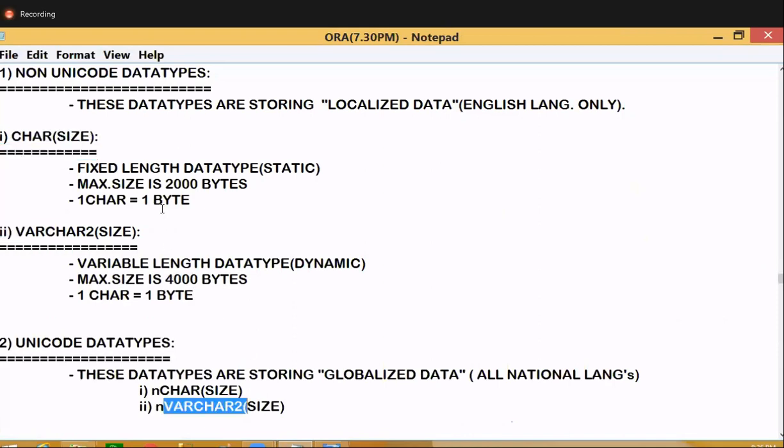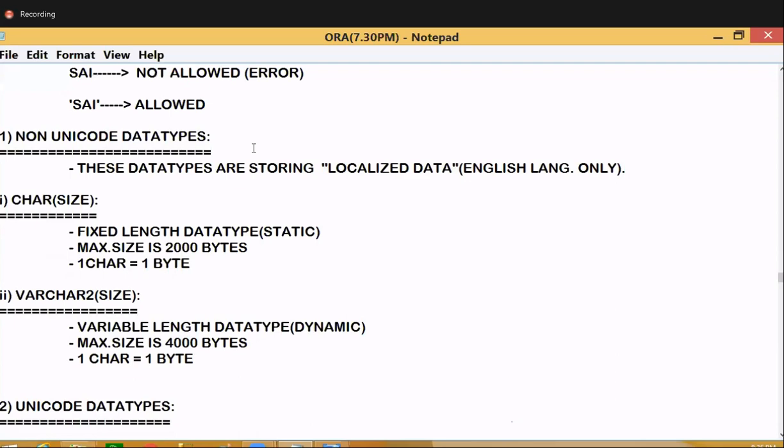This is the difference between char and varchar2. The same logic applies to nchar and nvarchar2: the same 2000 bytes and 4000 bytes, 1 char 1 byte, one is static and the other is dynamic. The difference is globalized data versus localized data, and the remaining is all the same. These are what we call character data types.